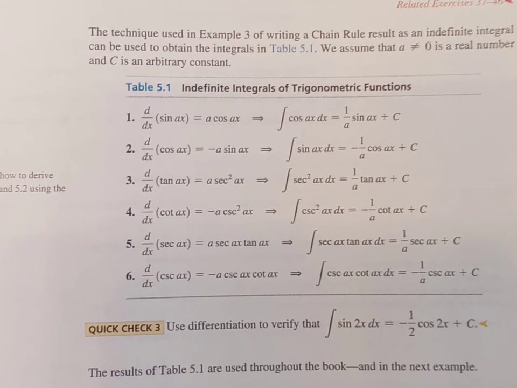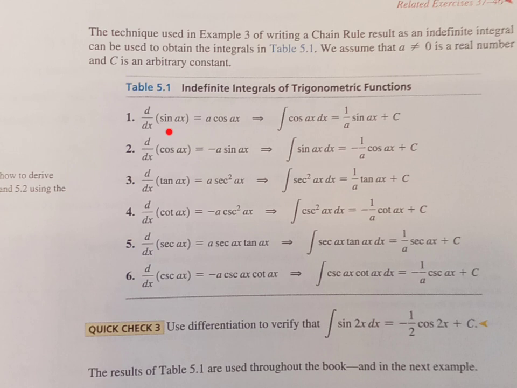Okay, so they're making some statements here, and notice that they give us a multiplication on the inside. So think about how this works. If you were given this statement, find the derivative of sine of ax, where a is a constant, some real number, then you'd have to apply the chain rule.